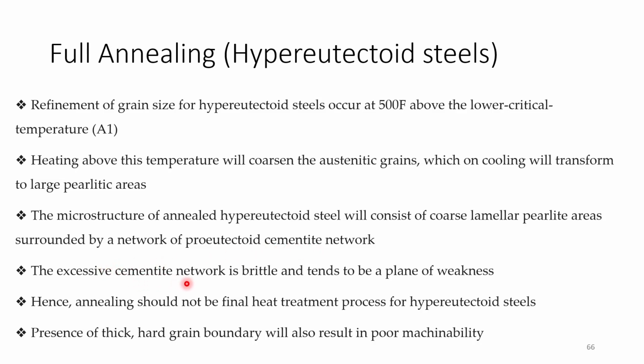This excessive cementite network is brittle and it tends to be a plane of weakness. Hence, annealing should not be the final heat treatment process for hypereutectoid steels. The presence of thick, hard grain boundaries will also result in poor machinability.